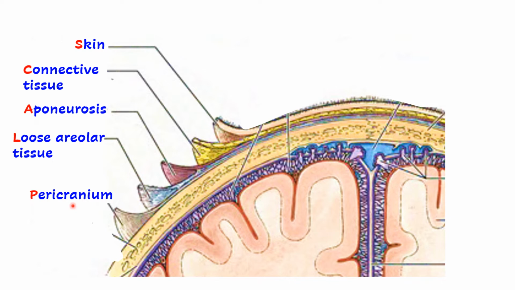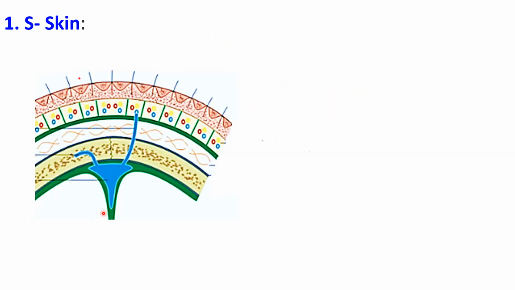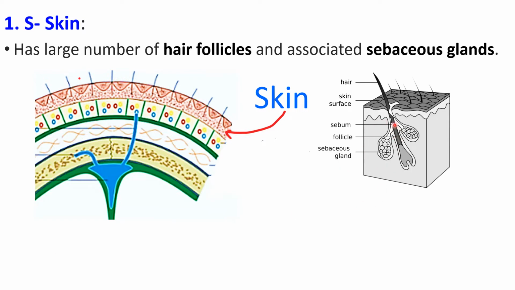Let us look at some of the details of each layer and their clinical significance now. Starting with the skin. So here we can see this layer is the skin. What is special about the skin of the scalp? We can all know that it has got lots and lots of hair. So obviously there will be lots of hair follicles also. The skin of scalp is not very thin. It is thick, right? And it has got hair, lots of hair, plus it has got lots of sweat glands, and it has also got the sebaceous glands which are associated with the hair follicles.